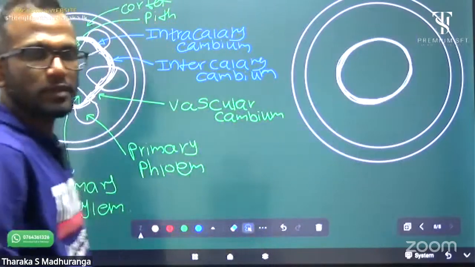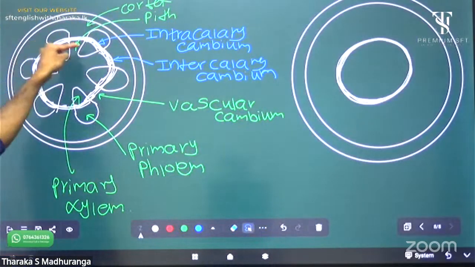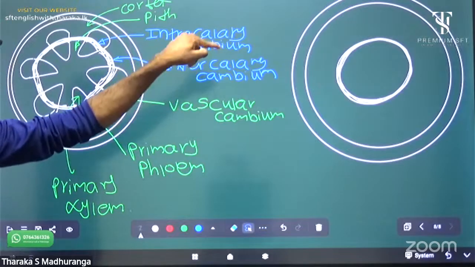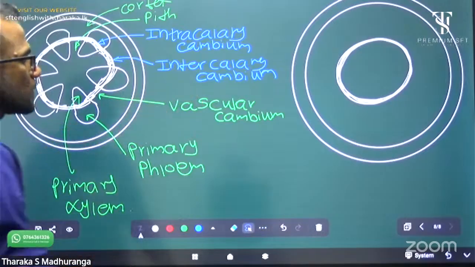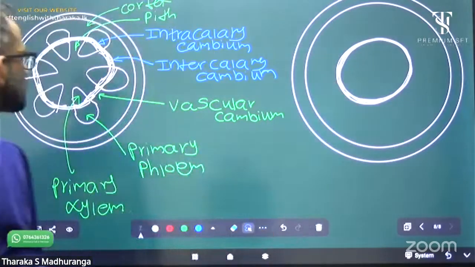This is the vascular cambium. Here is the ring, right? Now it is just a complete ring. Now it is completely developed. It is the vascular cambium, right?